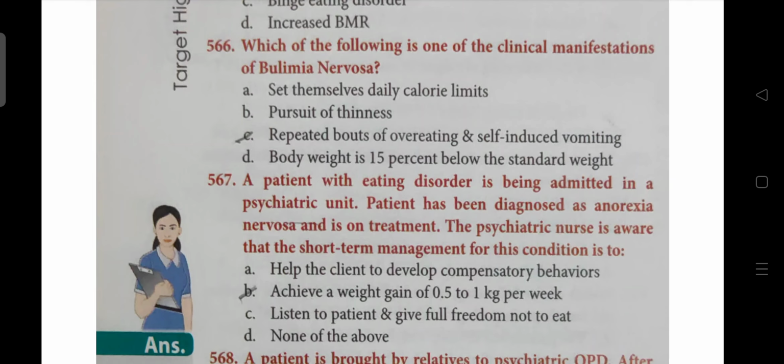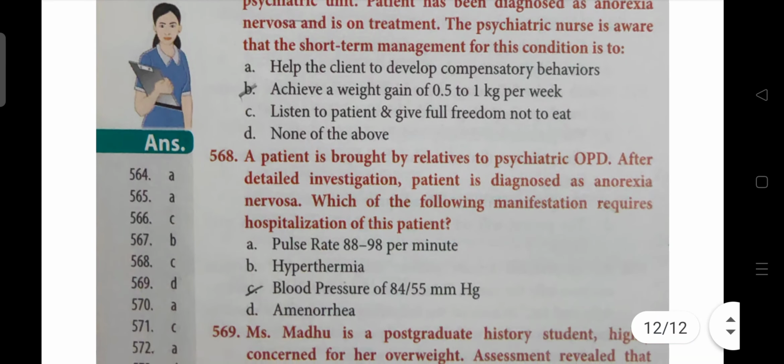gain. তাকে অ্যাচিভ করতে হবে ওয়েট গেইন প্রত্যেক সপ্তাহে 0.5 থেকে 1 কেজি। নেক্সট, a patient is brought by relatives to psychiatric OPD. After detailed investigation, patient is diagnosed with anorexia nervosa. Which of the following manifestations requires hospitalization of the patient? Option C হবে blood pressure of 84/55 mmHg.